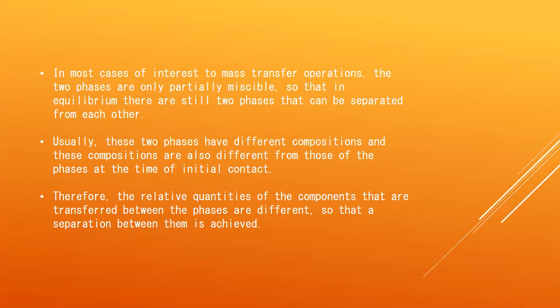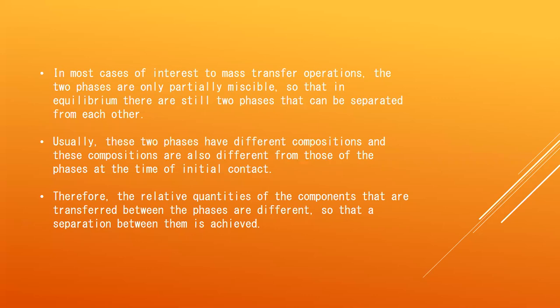So there will never be any mass transfer if the compositions in the first place are the same, the same thing with concentration. So their compositions need to be different. Therefore, in the case of mass transfer in this particular scenario, the one being referred to here is between liquid phases, the relative quantities of the components that are transferred between the phases are different, so that the separation between them is achieved.